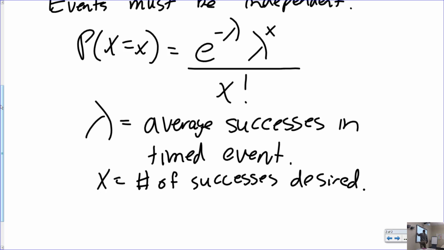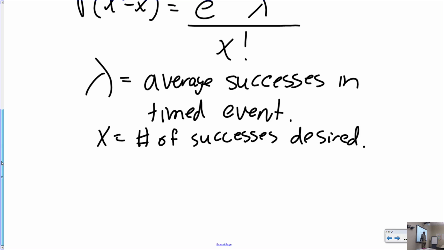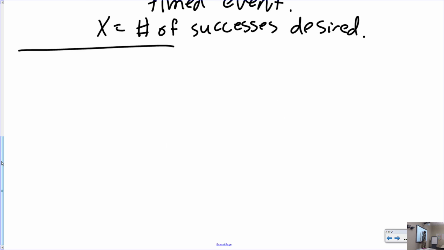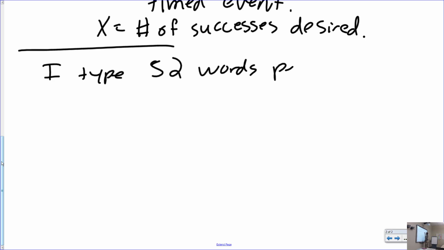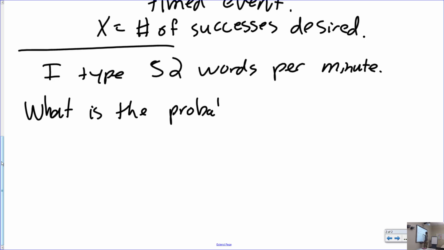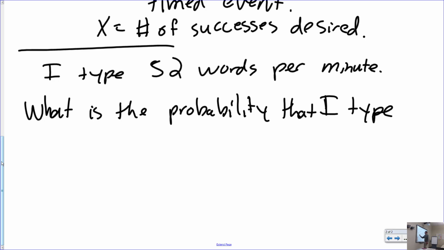So, again, the idea here is that you just need to sort of figure out how to do this one. So, let's actually do a really basic example, right? Let's do that typing example. I type 52 words per minute. What is the probability that I type exactly 50 words in a minute?